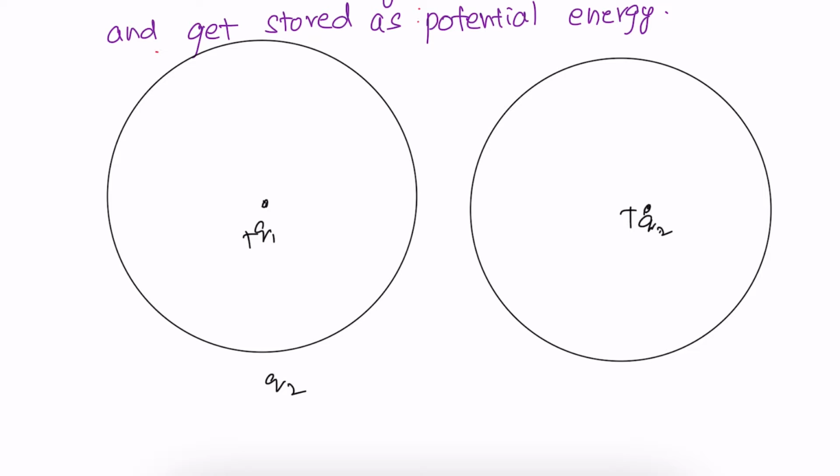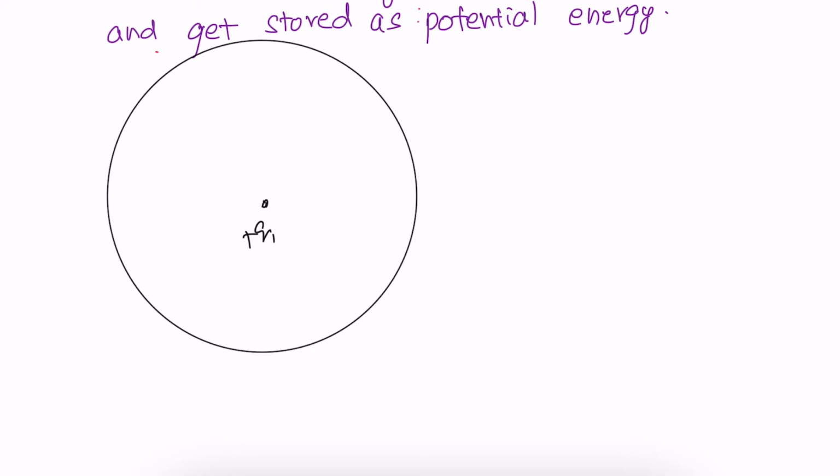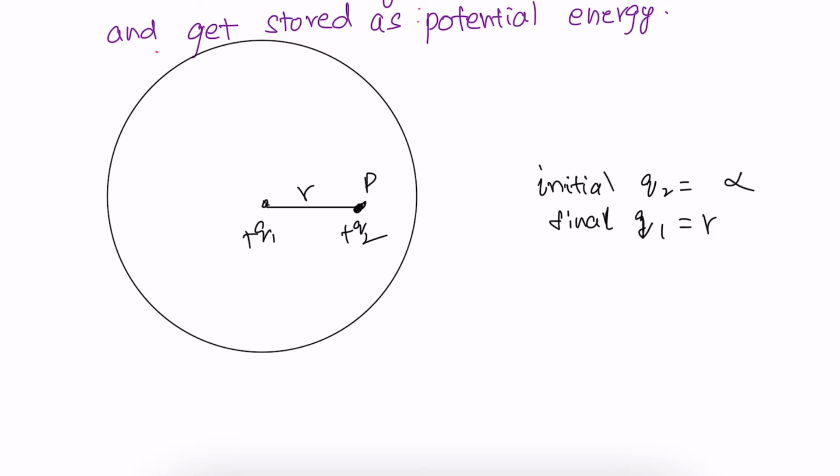So where is Q2? Q2 is at infinite distance from Q1. For thinking easily, suppose Q2 is here, at infinite distance. I want to bring Q2 into the field of Q1. Say there is a point P, and P is at a distance R.